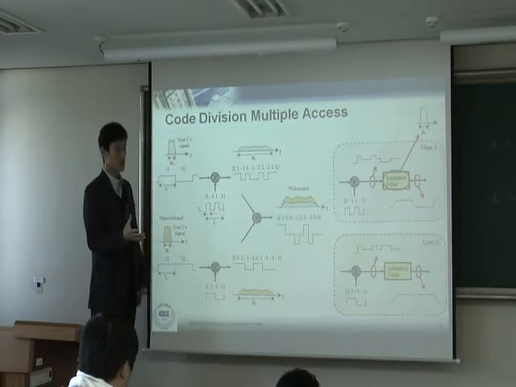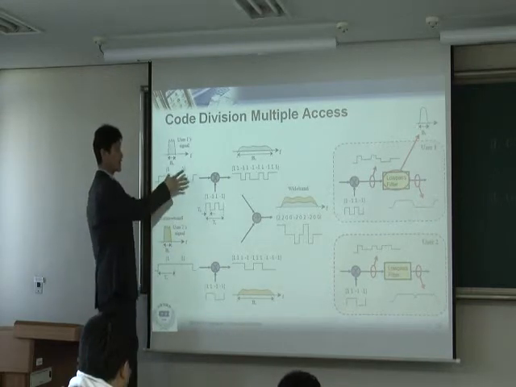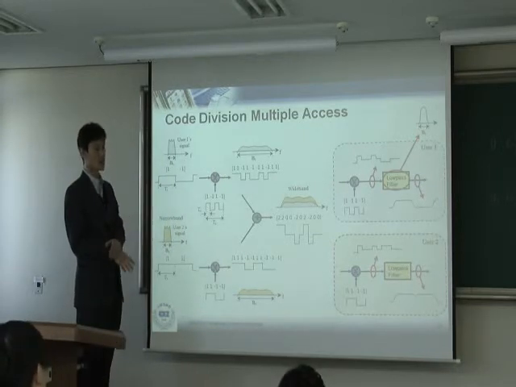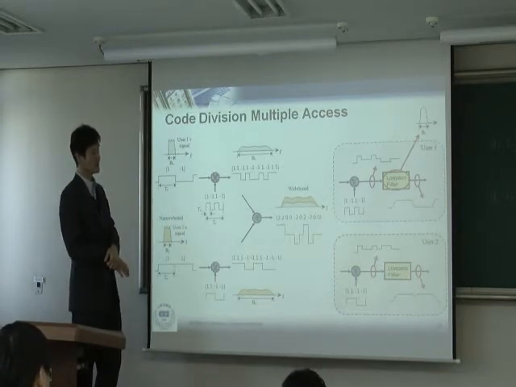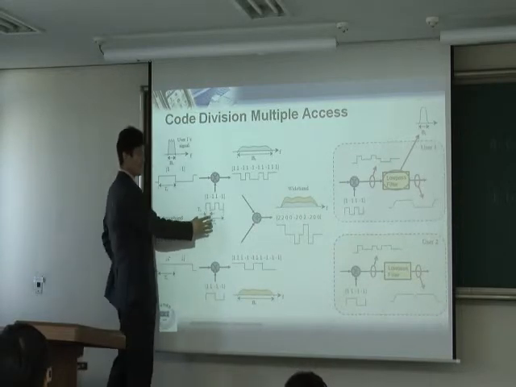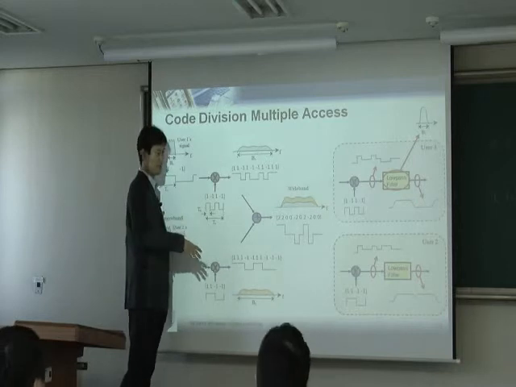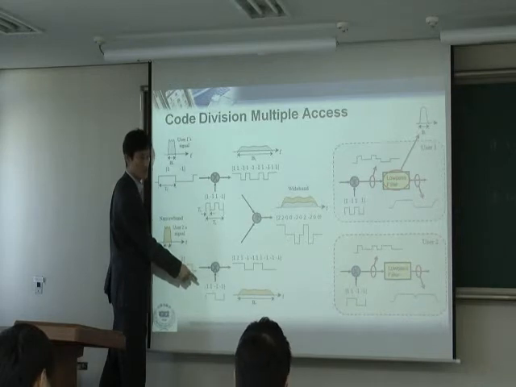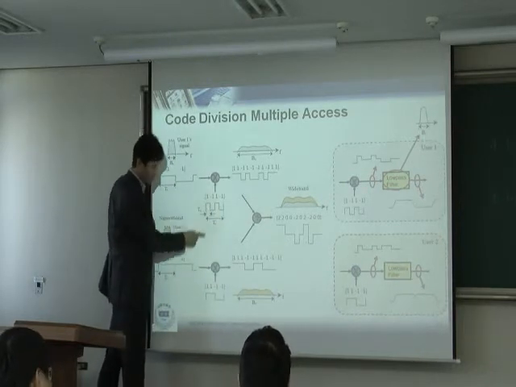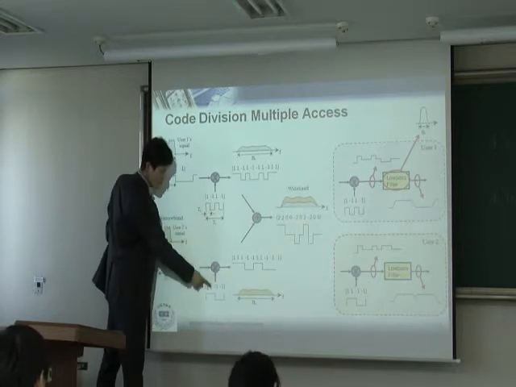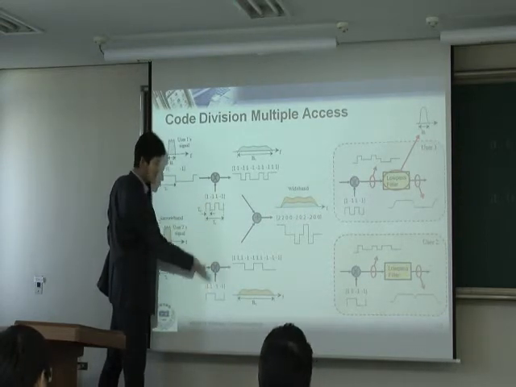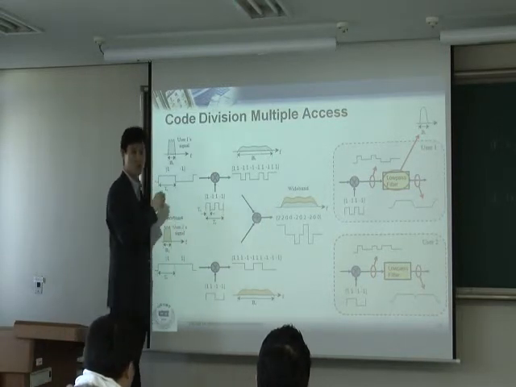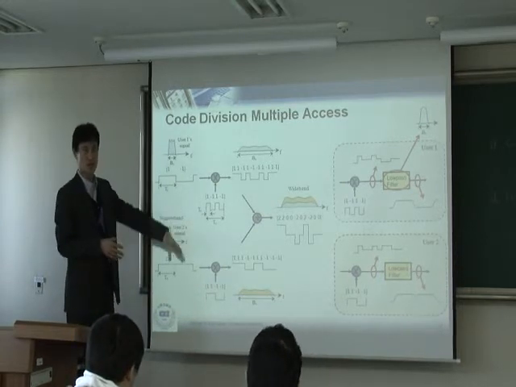Even with more users, it's still the same thing. As long as each user has a different code, but those codes are orthogonal, you will still have the same thing. So now, how do you design the orthogonal code? That's another matter. In this case, this one and this one are orthogonal. How do you know that? You multiply this and sum. 1 becomes 1, minus 1 becomes minus 1. When you multiply these two, you see 1, minus 1, minus 1, 1. Therefore, when you sum them, it becomes 0. So we see that this is orthogonal.